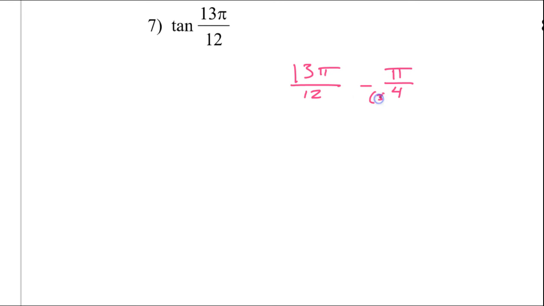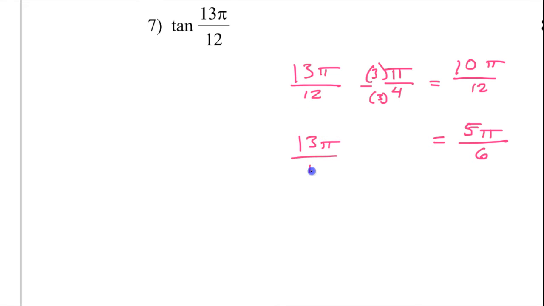Of course I would need a like denominator, so I would multiply by 3. Now if I do that, I've got 13 pi over 12 minus 3 pi over 12, so that's going to give me 10 pi over 12. That's going to reduce down to 5 pi over 6. So this is looking good since pi over 6 is one of our special angles. So now I've got 13 pi over 12 minus pi over 4 is equal to 5 pi over 6.